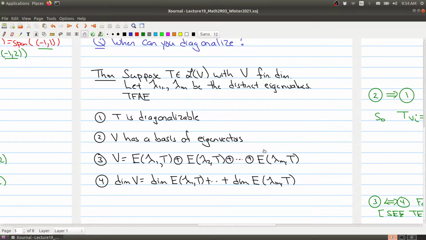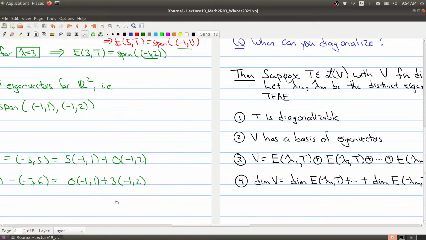Let me just walk you through the description. Say you have a linear operator and you know its distinct eigenvalues. Then the following are equivalent. The operator is diagonalizable if and only if the vector space V has a basis of eigenvectors. That's one way to check. Another way to check is to say that V is the direct sum of all of its eigenspaces. And another way to check is that the dimension of V is the sum of the dimensions of the eigenspaces.